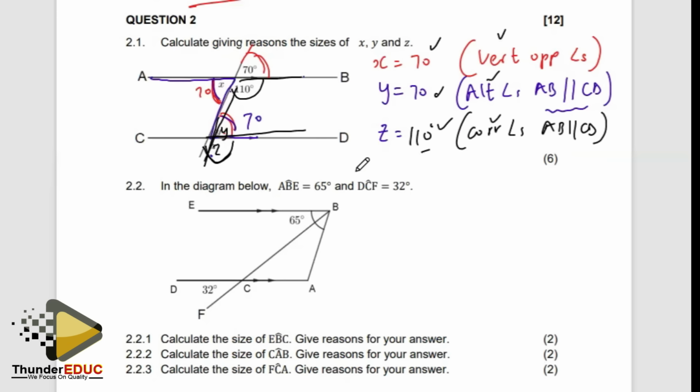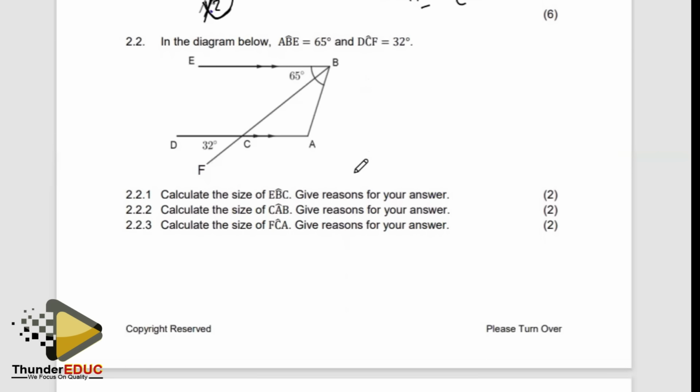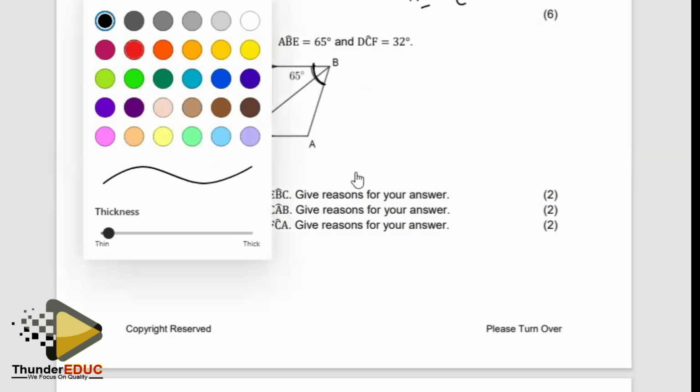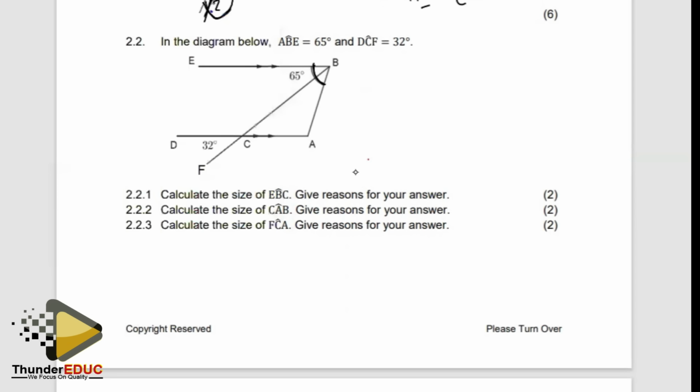Then 2.2. In the figure below, ABE is 65. So the whole of this angle is a 65. Okay. But DCF, this one, is a 32. Calculate the size of EBC. So EBC, they want us to get the size of this angle.